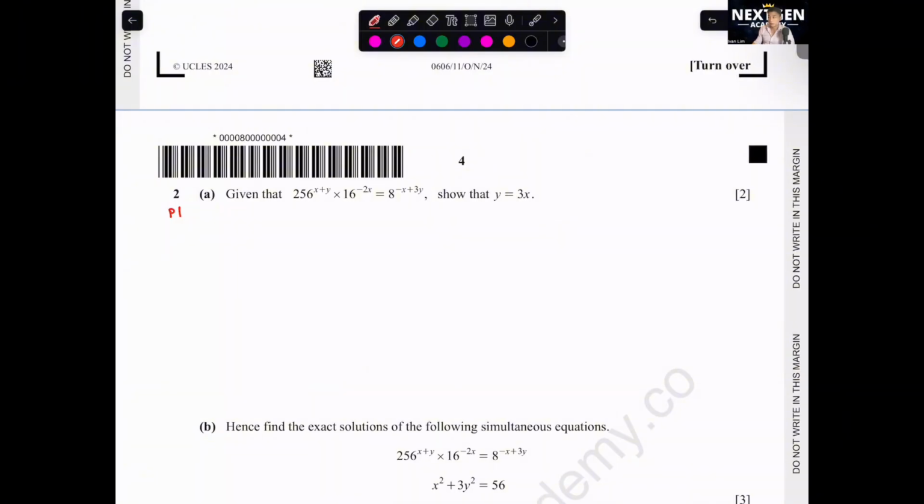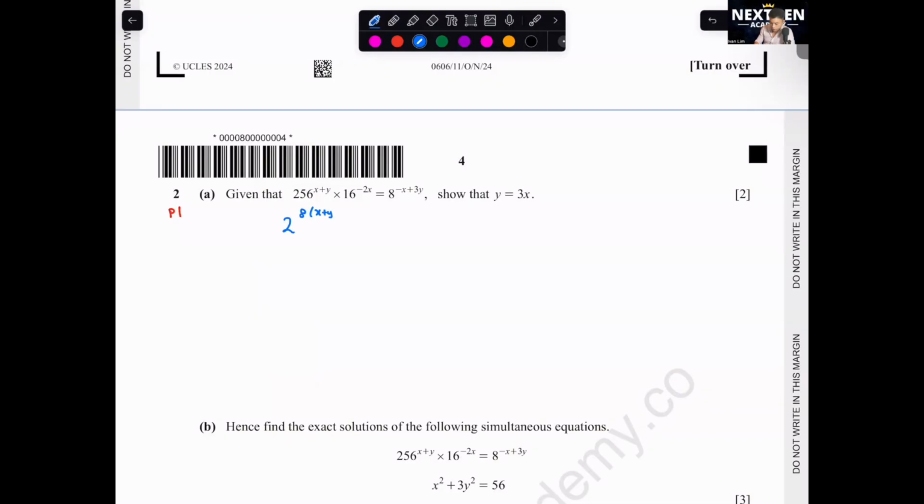Okay, so we are going to do it without a calculator. 256, 16, and 8. How do we simplify this equation here? We have to first identify what we have in common. 256, 16, and 8. All of them can change to base 2, right? Base 2. Okay, I see Sarah say 2. Okay, so 256 is 2 to the power of 8.